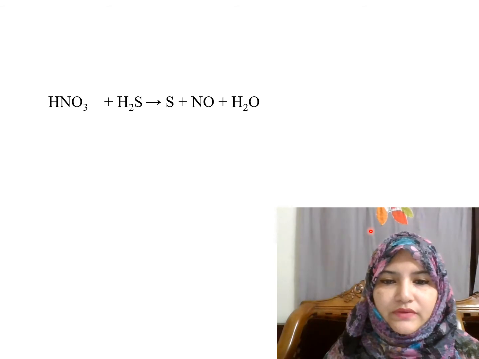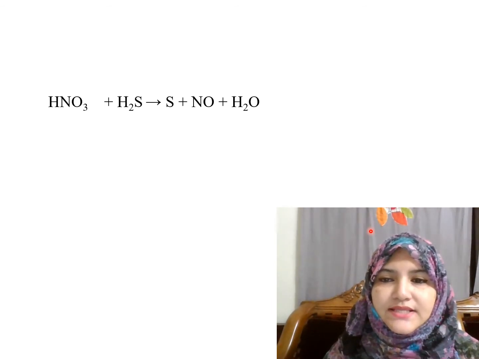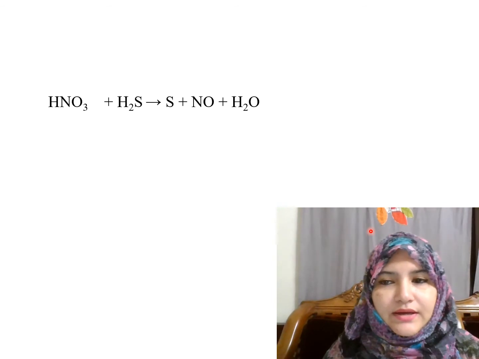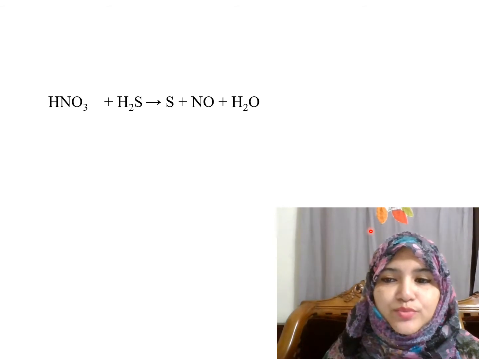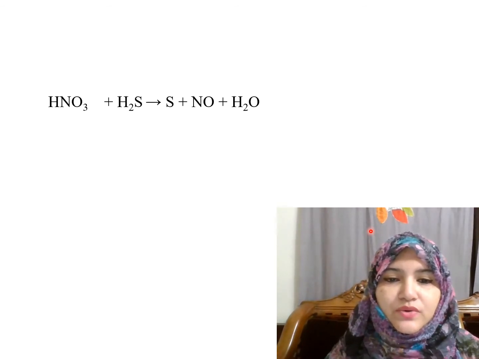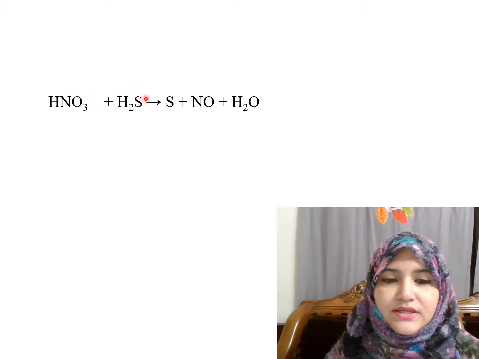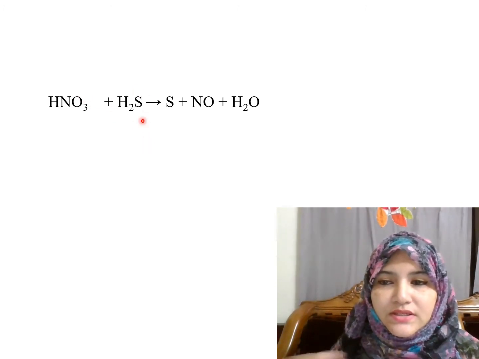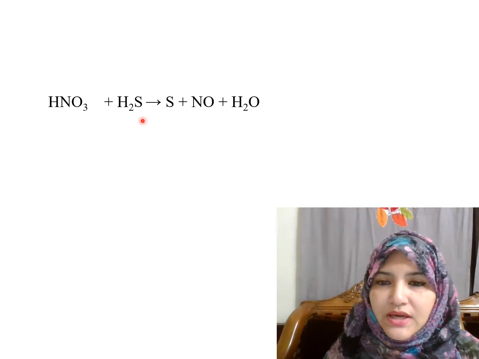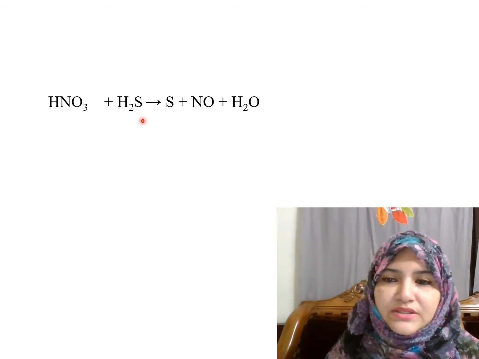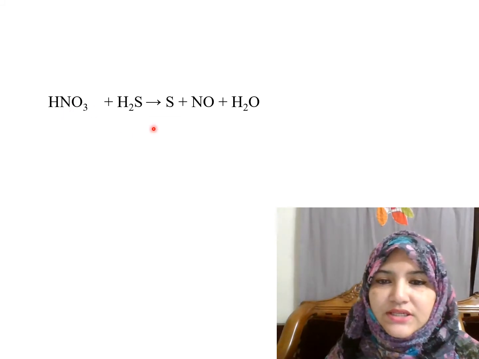Now let's go for another reaction. This reaction has different elements, and the other important thing is that here the elements are grouped together in compounds on the reactant side. It is nitric acid and hydrogen sulfide. Here the elements are grouped together in these two compounds, so there is more than one element in each.